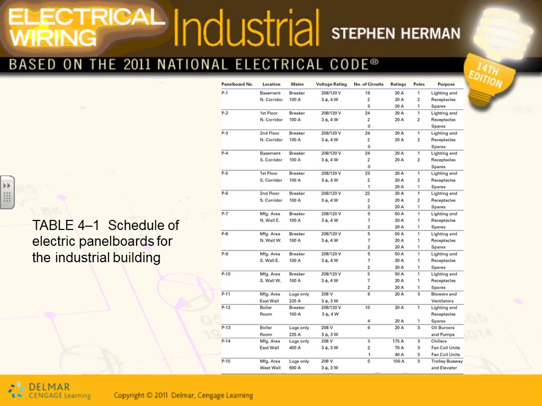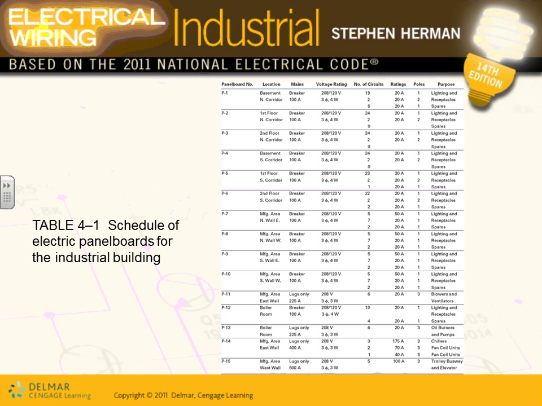So when you have a panel, you have a name for the panel. Here's the name of the panel, P1. Location, where the panel is located. It's located in the basement, north corridor, this one. The main circuit breaker is 100 amp. The voltage is 208/120, three phase, four wire. Anybody know why three phase, four wire? Three phases and a neutral, right?